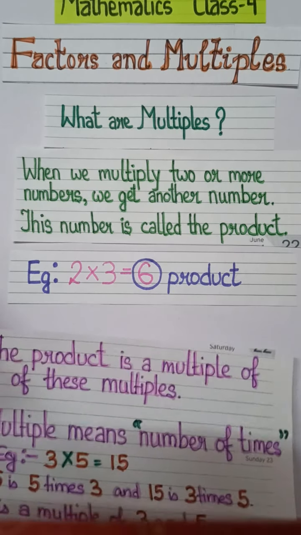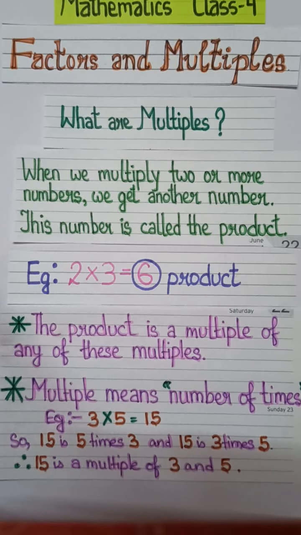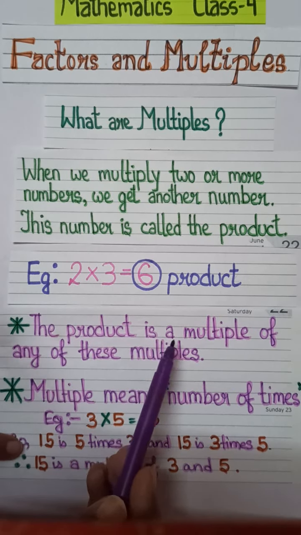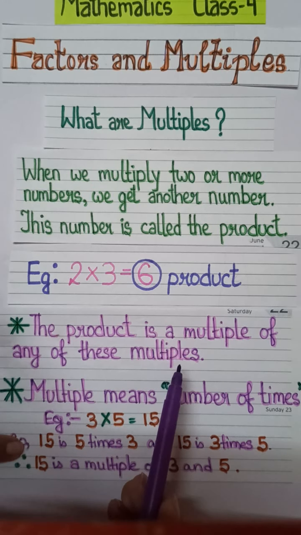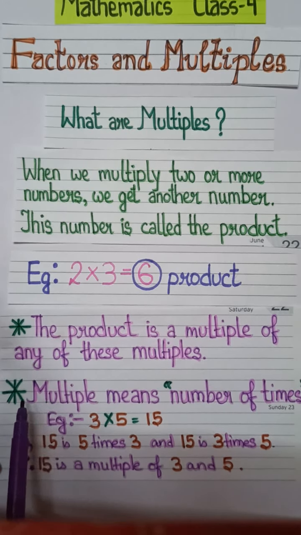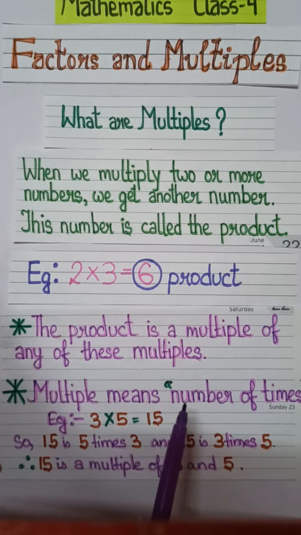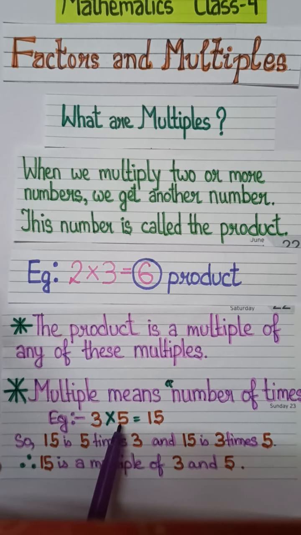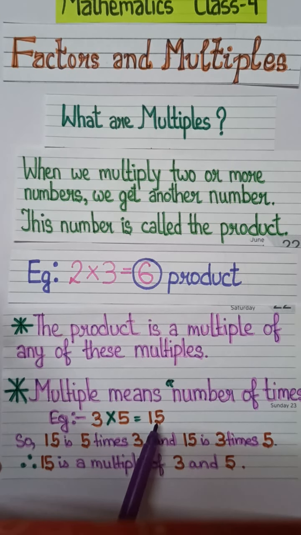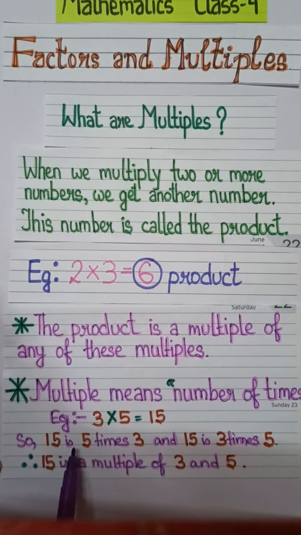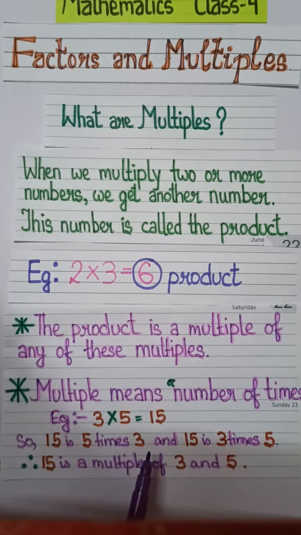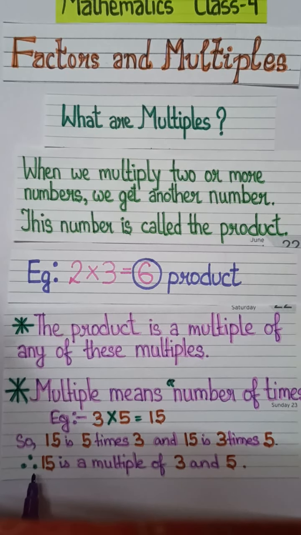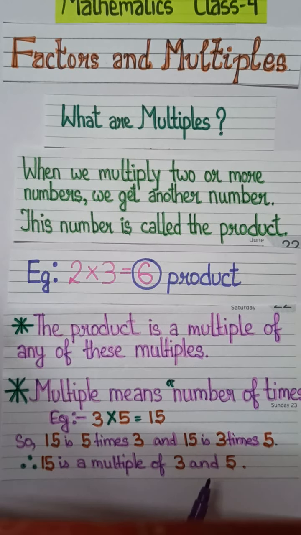Now we have to keep in mind that the product is a multiple of each of these numbers. And multiple means number of times. Example, 3 multiplied by 5 is equal to 15. So, 15 is 5 times 3 and 15 is also 3 times 5. Therefore, we see that 15 is a multiple of 3 and 5.